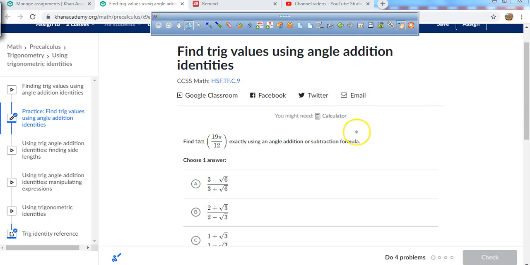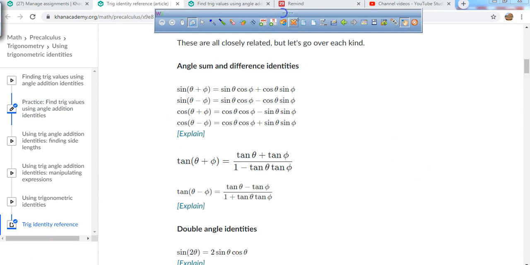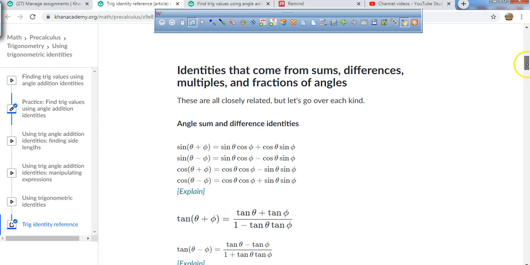Alright everybody, in this video we're going to do 4 of these problems. We are going to use the angle addition identities. Something that'll be very useful for you is to have that reference chart, and that's what I'm going to be using. So I'm going to pull that up here in just a second. So here's the reference chart that I'm referring to. I assigned it to you guys, and it allows us to work through these problems.